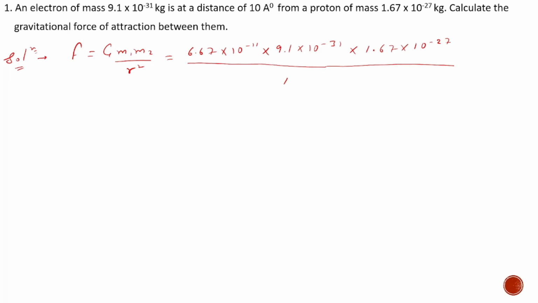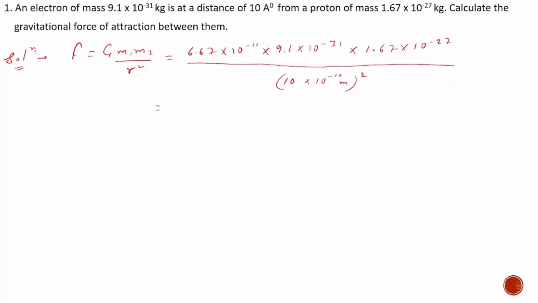What is the distance given? 10 angstrom. Angstrom is a unit of measuring length, and it is equal to 10^-10 of a meter. Okay, what is 1 angstrom? 1 angstrom is equal to 10^-10 meters. Okay, let us solve this question.